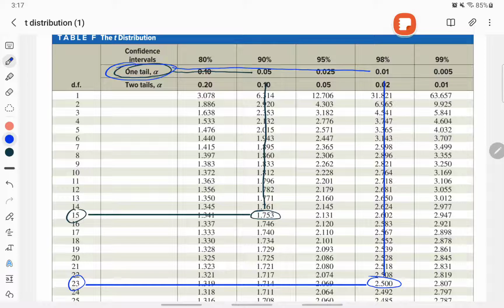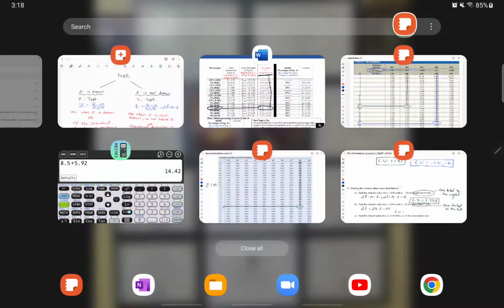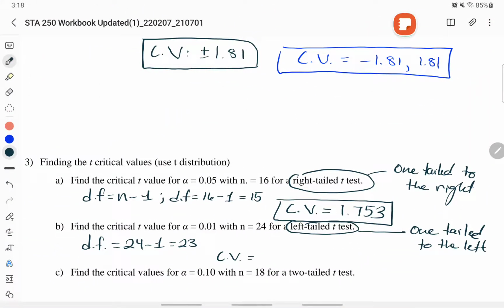Now, if you put that as your answer, you will be marked incorrect because, once again, this is a left tail test and critical values for the left tail test are negative. So the answer is going to be negative 2.500. Just make the sign of the critical value negative.